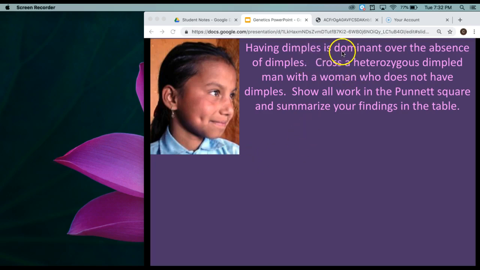We have dimples, which is dominant over the absence of dimples, cross a heterozygous dimpled man. So we'll do big D, little d. Remember, heterozygous. With a woman who does not have dimples. The absence of dimples is recessive, so she must be little d, little d. So we have big D, little d, little d, little d, big D, little d, little d, little d. So our chart, genotype, phenotype.